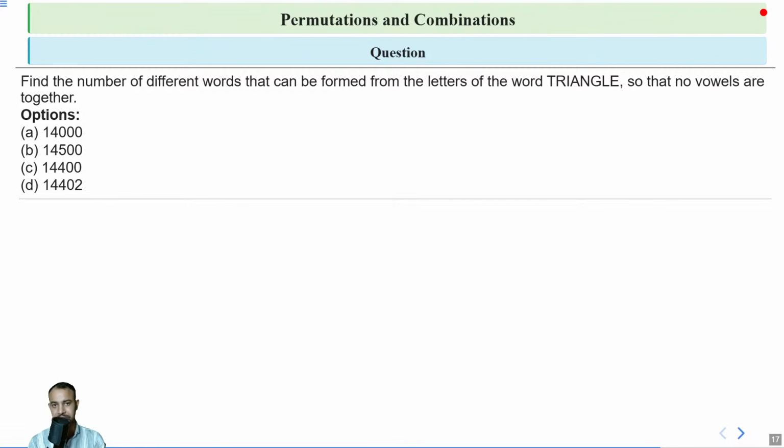Take your time, try it. Everyone do it and give your answer in the chat section. Please do it. Yes, you can do it. Which option? Give.